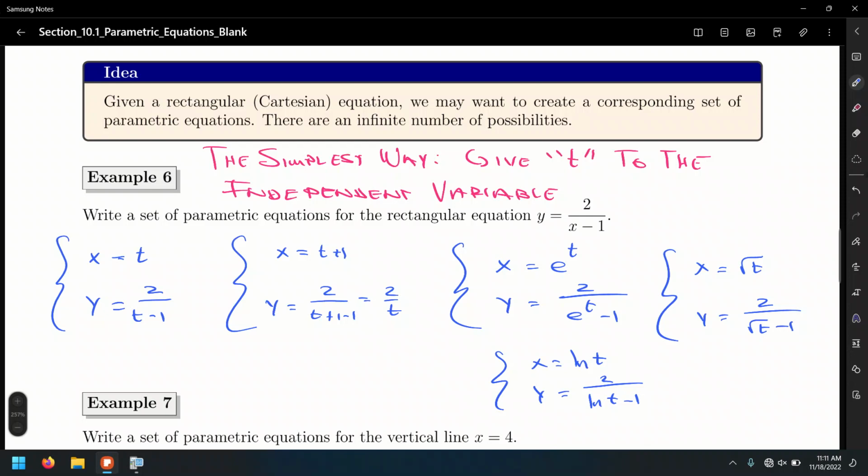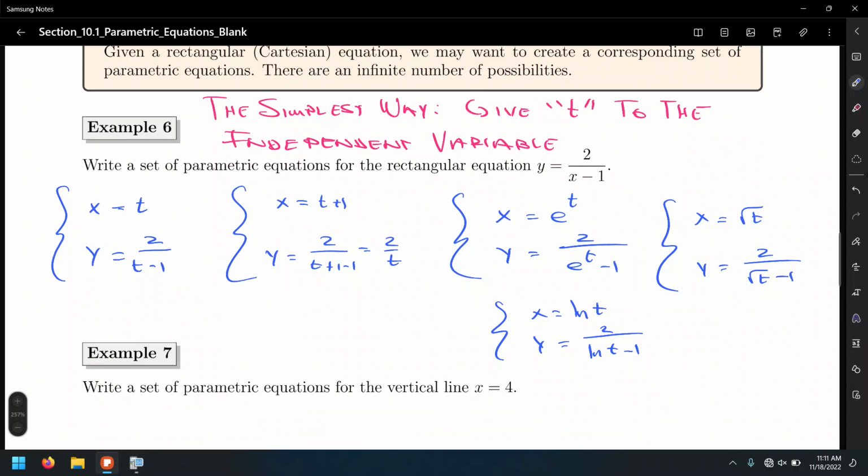Well, what can we do with all these different ways to parameterize the same function y equals 2 over x minus 1? Well, we'll see a lot about this when we look at the very last example. In the meantime, let's just write some of them, and that's it.